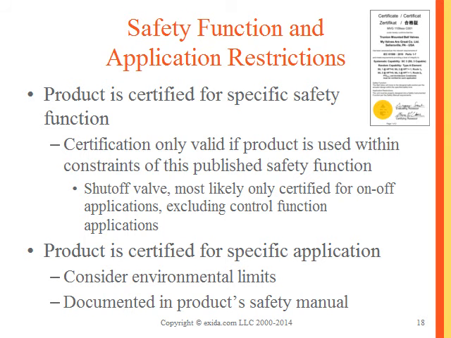All right, back to the safety function application restrictions. So we need to understand that the certificate is only valid when that product is used within a certain safety function and within certain application restrictions. And those restrictions could, for example, be environmental limits, certain temperature limits, shock vibration, and so on. Those environmental limits or application-specific restrictions are documented in the product safety manual. And the safety manual is an integral part of our assessments, and I'll talk about that in a little bit as to where you will find that information.